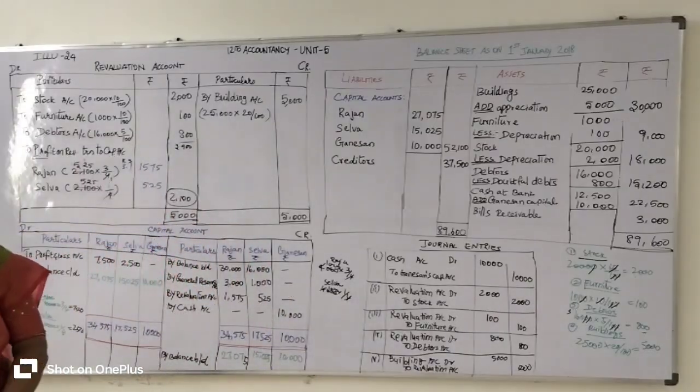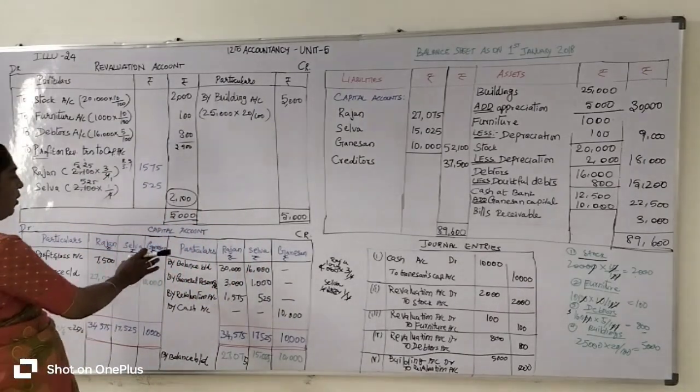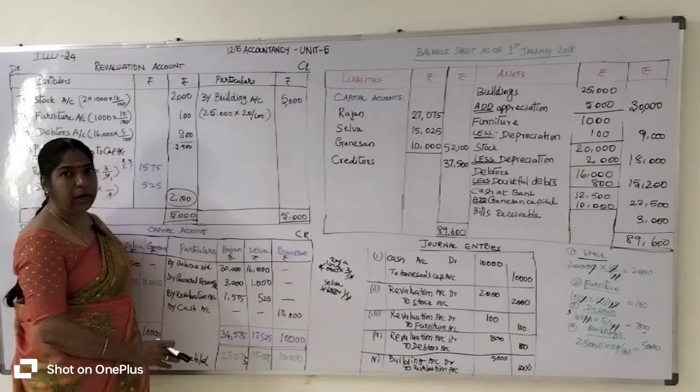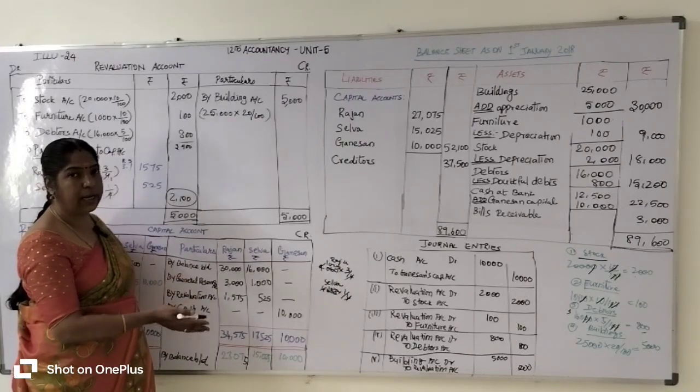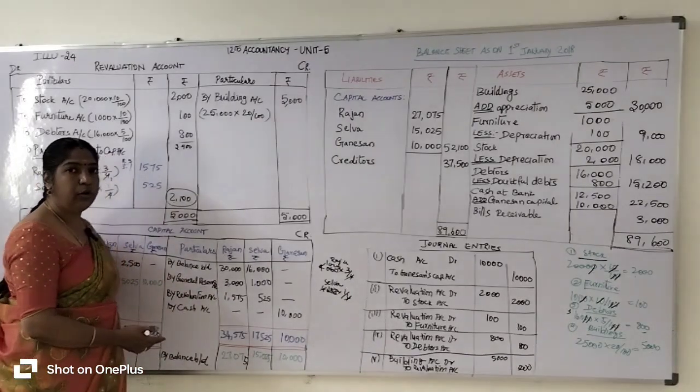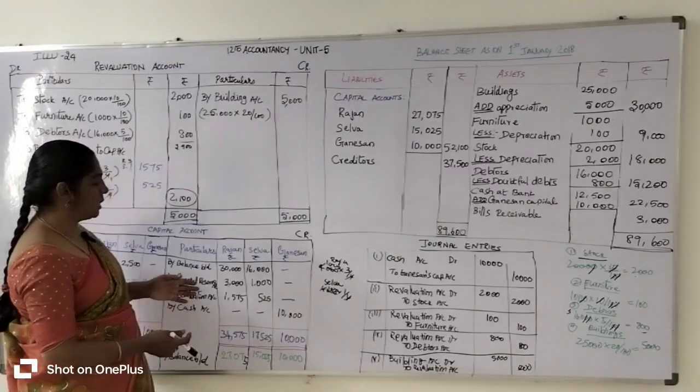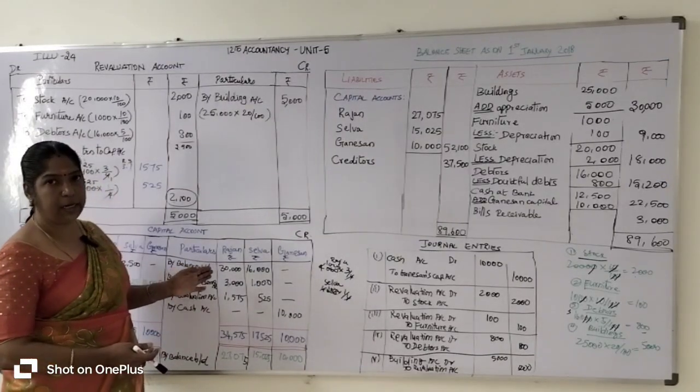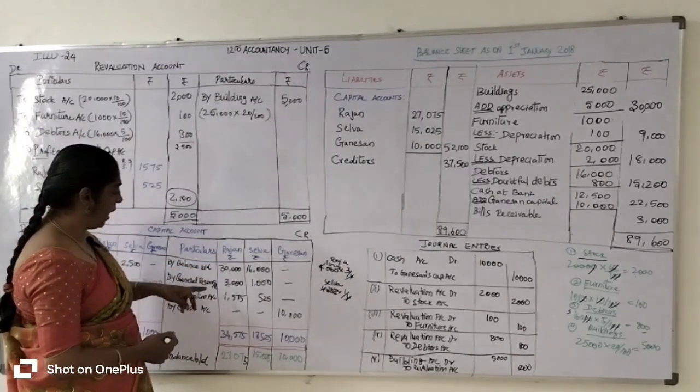So capital related transactions we entered here. Now we are going to find out the total. How can we find out the total? Which side we have the higher value, that side we are going to enter the total. So as per the format, credit side we have the higher value. So for that we are going to add the credit side.